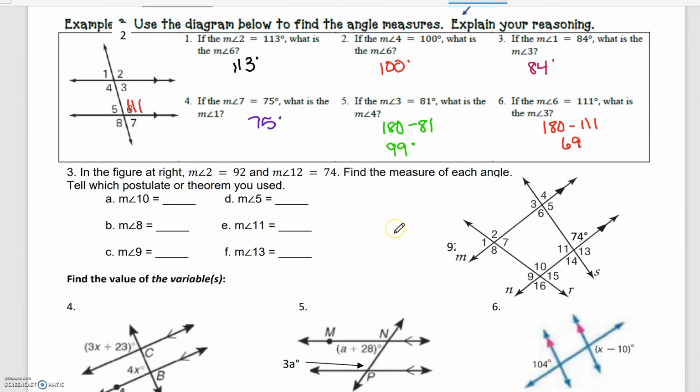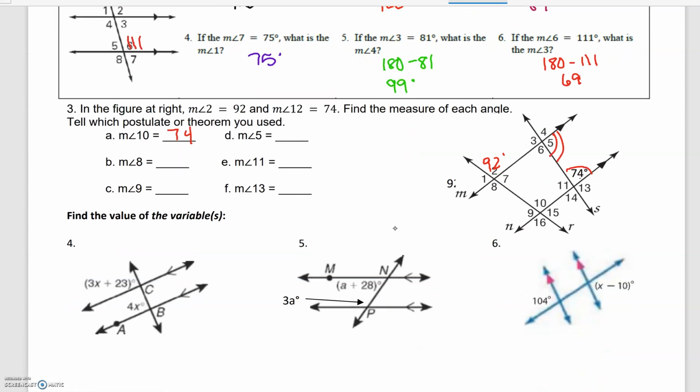All right, so if you want to try this one, go ahead and plug your measures that they're giving you in here. I think I got 12s in there, I just didn't get 2s, 92. And then we're going to go ahead and figure out what the other angles that are missing are. So if this is 74 and it wants to find 10, we can see those are corresponding, so congruent, so 74. The measure of angle 5, well, 5 is going to be supplementary. These are going to add to 180. So I need to take 180 minus 74, and that would give me 106 for angle 5.